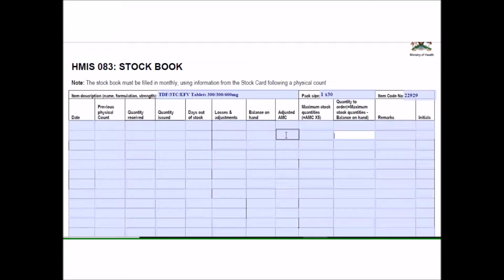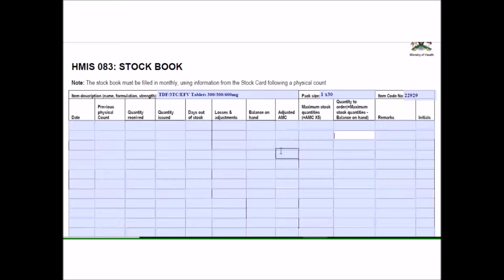In this session, we are going to discuss how to complete a stock book. A stock book is a summary of our stock card. It summarizes all the transactions done in a month on one line. At the end of a period, you have a snapshot of how items were received and issued out of a store in a summarized form, and is helpful in generating reports and in helping us making orders, as we are going to see.